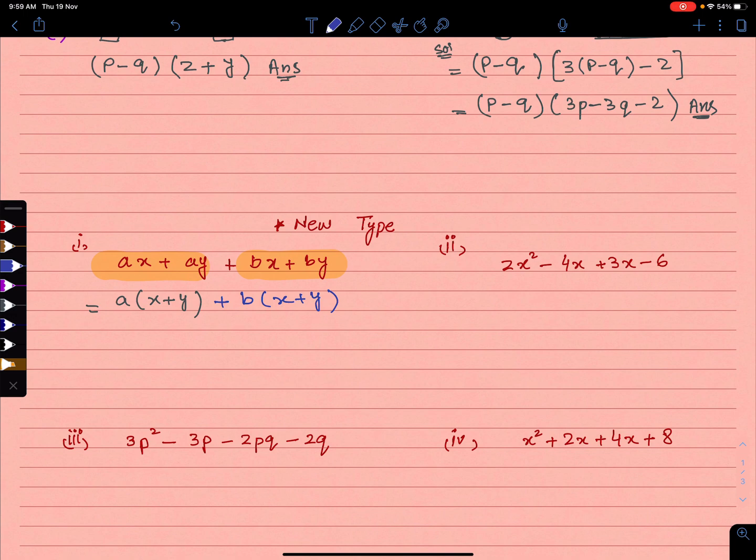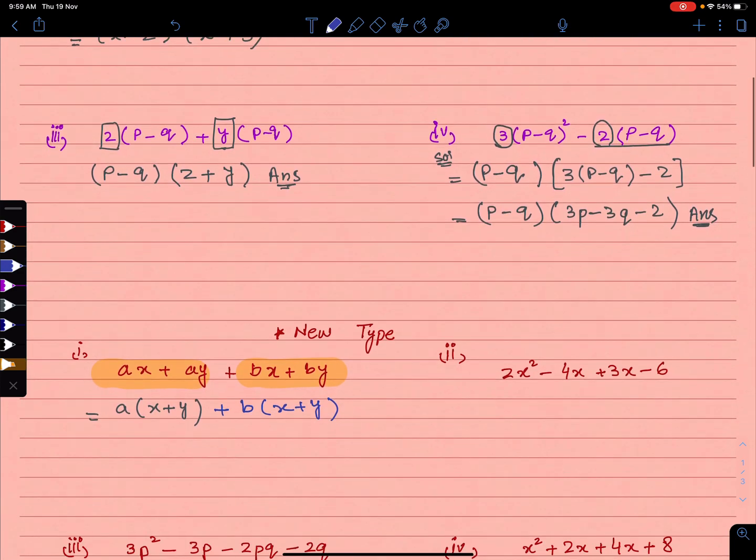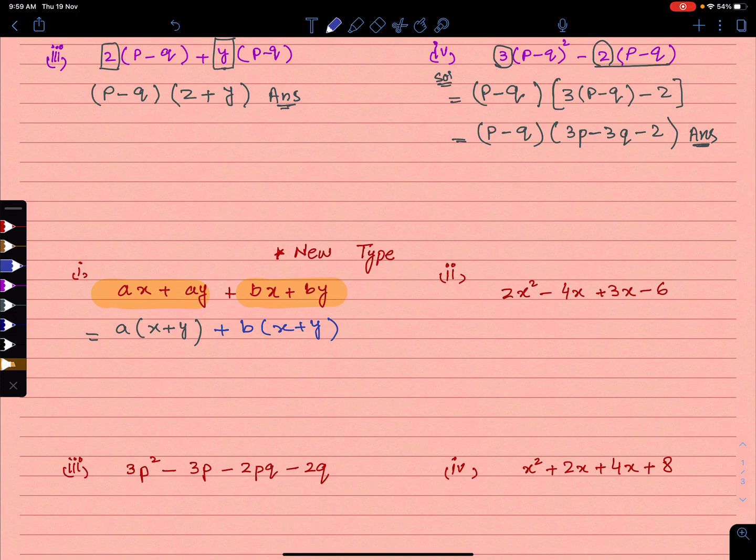Now if you compare this question with the above one, these first two and third and fourth parts, you feel that this will become like this. So we have x plus y common in the first section, and also we have x plus y in the second section. So we will take x plus y as common. So this would become x plus y, and the rest of the term is just only a in the first term and b in the second term. So this would be x plus y into a plus b.